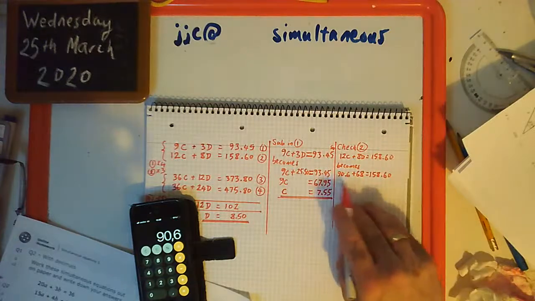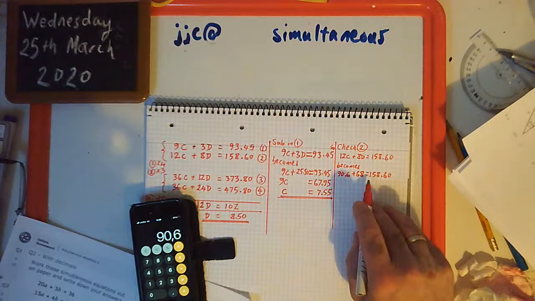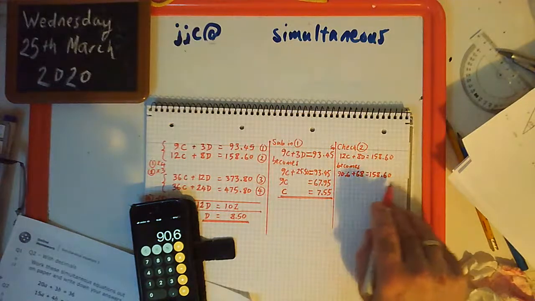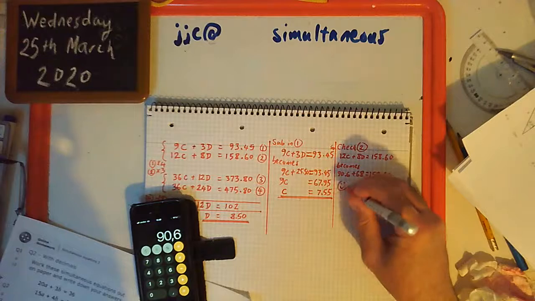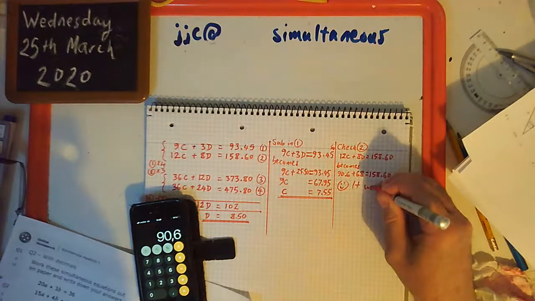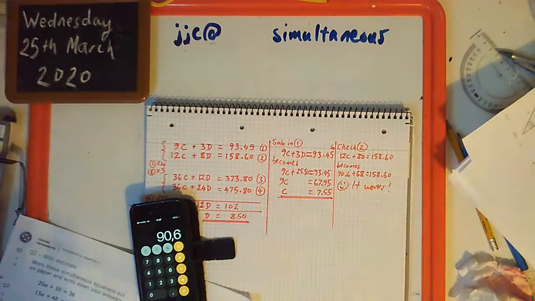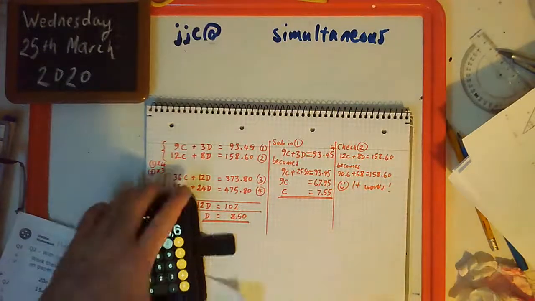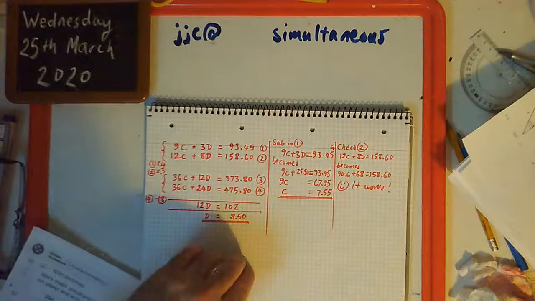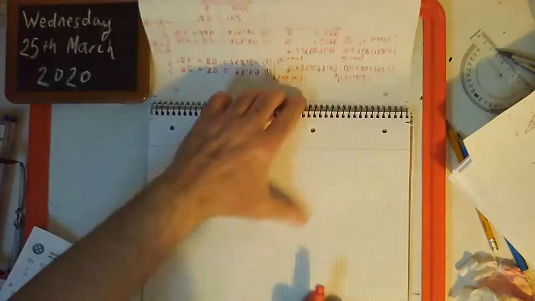So $90.60 plus $68 is 158.60. Well, that is correct. So we know that we've got it right, having checked it. Okay, so that's enough with the simultaneous equations for now, and I'm going to talk about trigonometry for a bit.